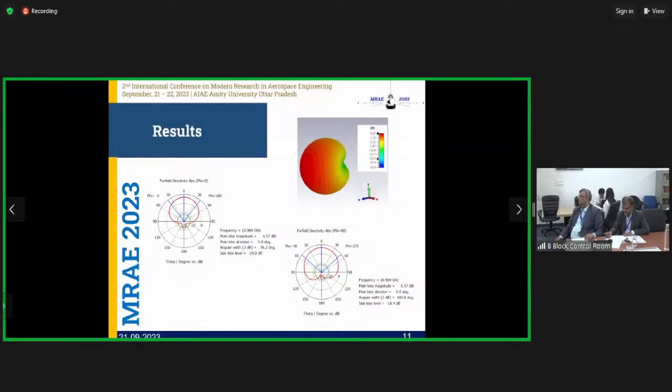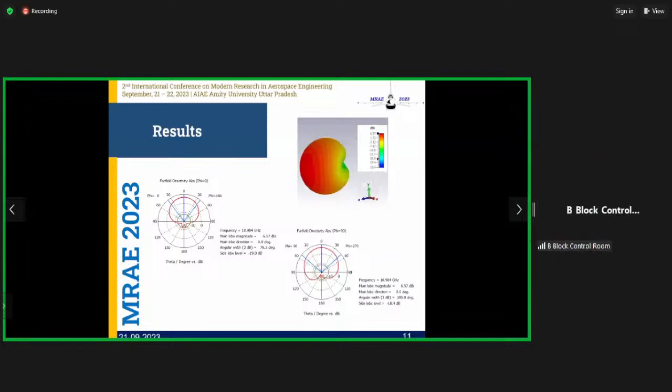This is the 2D and 3D radiation pattern. If we see the 2D radiation pattern, we can clearly see that the directivity of the antenna is 6.57 dBi. In the E plane, the beam width is 76.2 degrees, and in the H plane, the beam width of the antenna is 100.8 degrees.